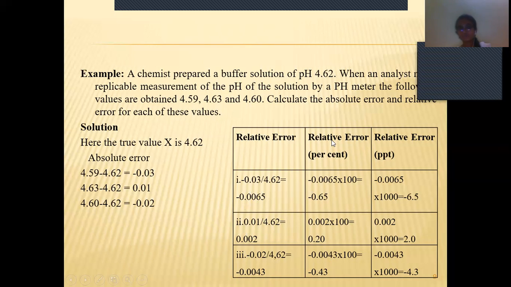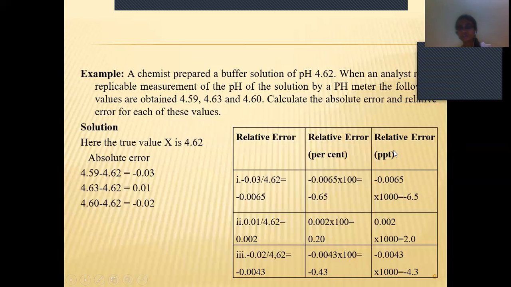0.0043. If we want the relative error in the form of a percentage, we have to multiply with 100. For the first result, minus 0.0065 into 100, we get minus 0.65. Here 0.002 into 100 means 0.20. And here minus 0.0043 into 100 means 0.43.